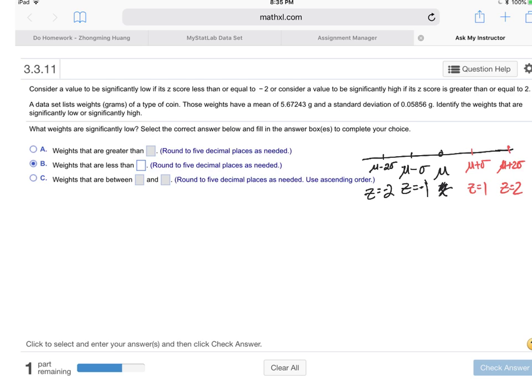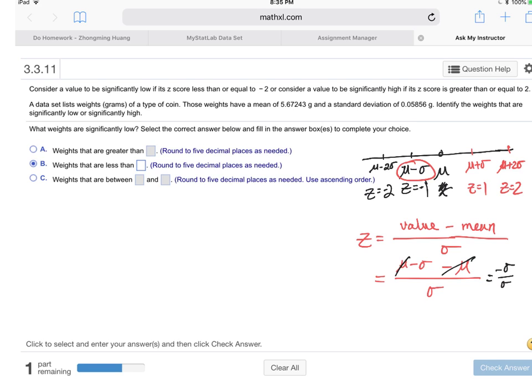Hopefully you're convinced by just looking at the formula. If you can recall, how do we compute z-score? The value minus the mean divided by the standard deviation. So if you have this value, say mu minus sigma, I'm going to say the value is mu minus sigma. So minus the mean. What is the mean? The mean is mu, right? Divided by sigma, and you can see that mu and mu cancel, and then you're left with negative sigma over sigma, which is -1. So I just want to use this example to convince you that when you have 1 standard deviation below the mean, that means z-score is -1, and so on and so forth.